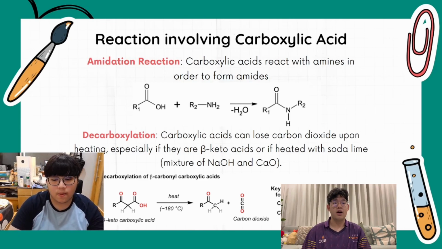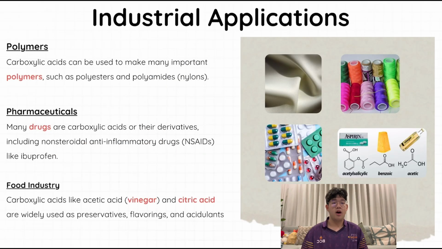Next, I will be talking about the industrial applications of the carboxylic acids. Firstly, they are used in many polymer products. Carboxylic acids can be used in making many important polymers, such as polyesters and polyamides, commonly called nylons. They are also used in biopolymers and coatings as well, due to the presence of the polar group that helps solvate in the aqueous system, facilitating its processing.